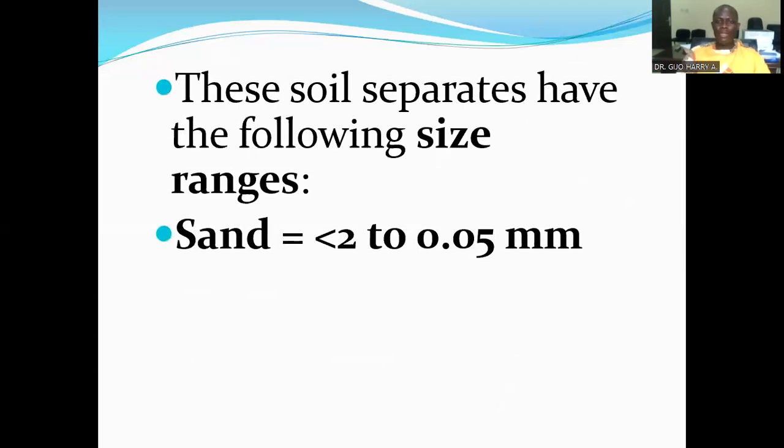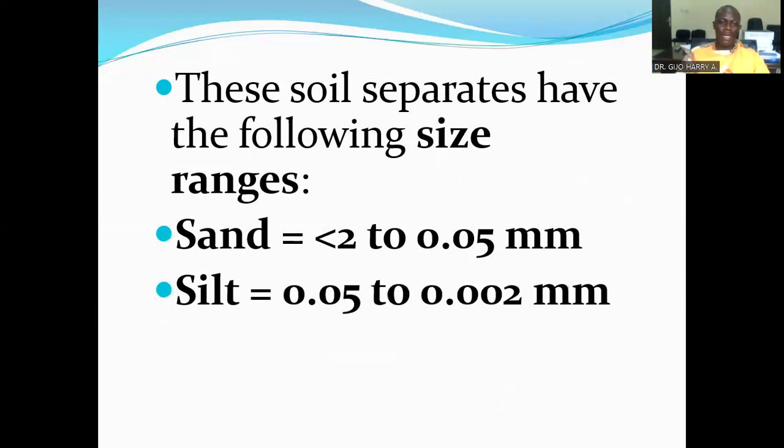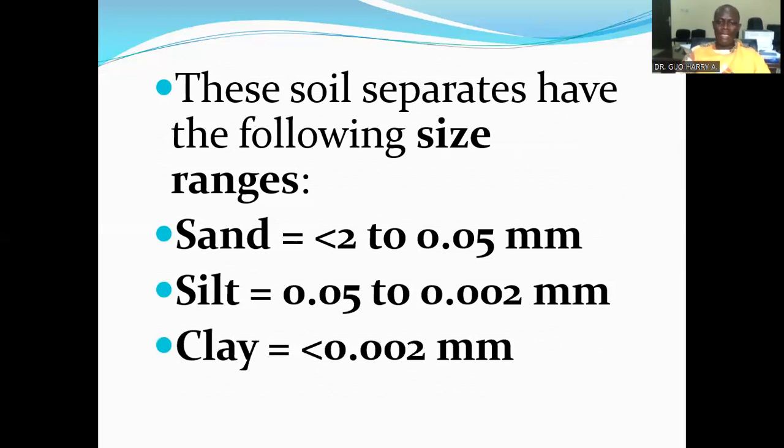Now, the soil particles have the following size ranges. The sand particles of the soil range from 2 to 0.05 millimeters in diameter. Then we also have silt, which is from 0.05 to 0.002 millimeters in diameter, while the clay particles are less than 0.002 millimeters. So sand particles are larger than silt particles, which are larger than clay particles.